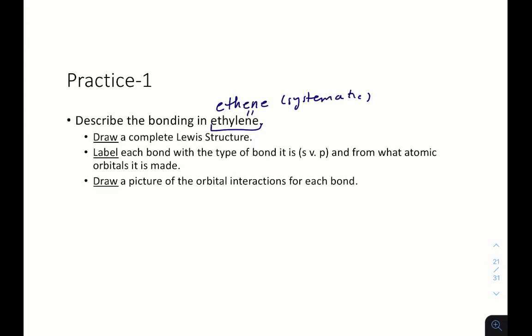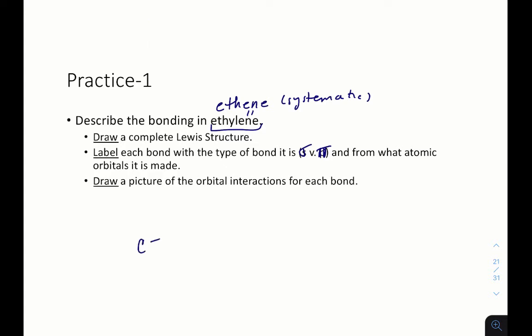We're going to describe the bonding in ethylene. We're going to draw a complete Lewis structure, label each bond with the type of bond it is, which should be sigma versus pi, and then from what atomic orbitals it is made. Draw a picture of the orbital interactions for each bond. Typically, students have no idea what I'm asking here, so pause. If we were in class, I would pause now and I would have you answer the question. Just whatever you think I mean, draw it. Last chance.